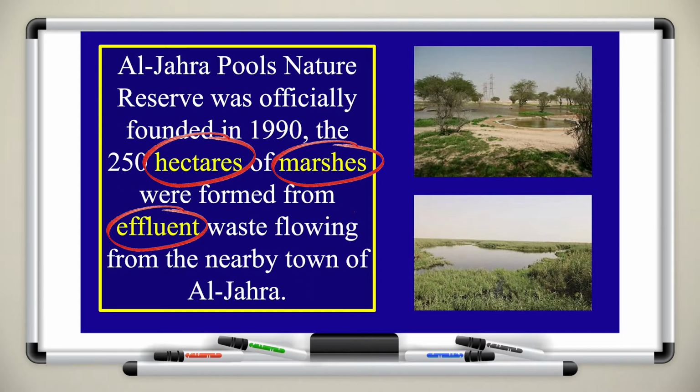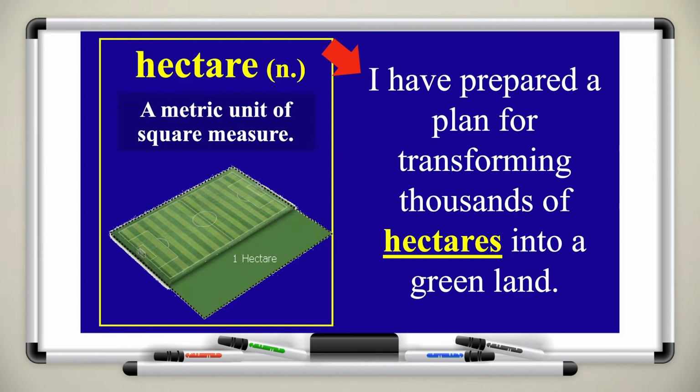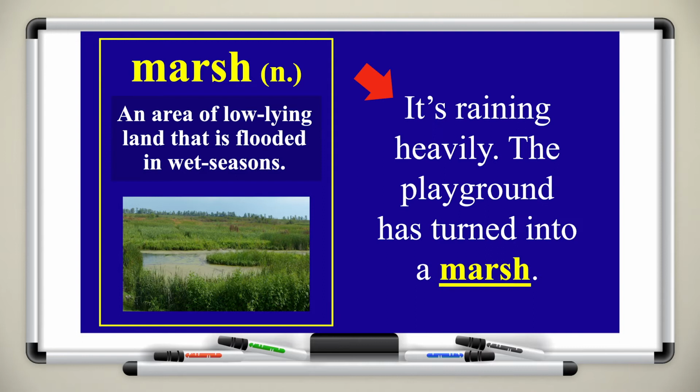Here we have 3 new vocabulary items. The first one is hectare. It's a noun, and it's a metric unit for square measure. For example, I have prepared a plan for transforming thousands of hectares into a green land. The next item is marsh. It's a noun, and it means an area of low-lying land that is flooded in wet seasons. For example, it's raining heavily. The playground has turned into a marsh.